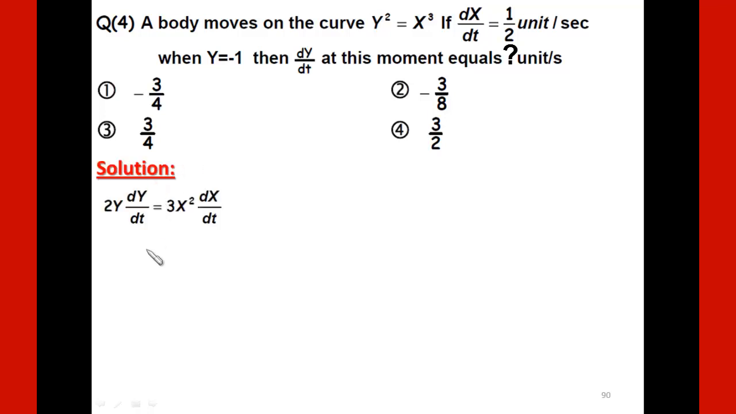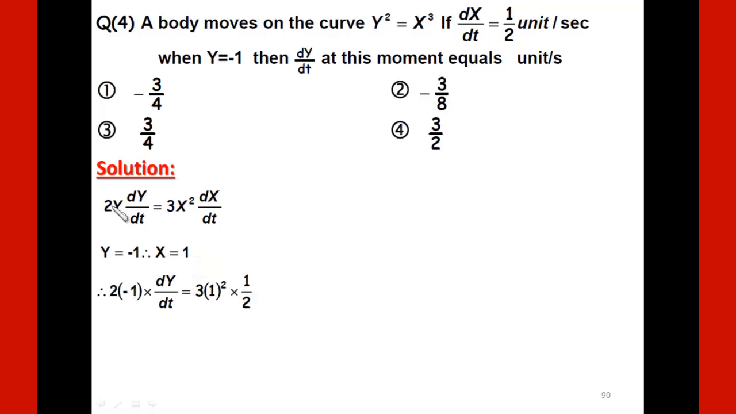Solution, we make the first derivative with respect to t. The derivative of y squared will be 2y dy/dt, and we write it. The derivative of x power 3 with respect to t will be 3x squared dx/dt, and we write it. Now we substitute y equals negative 1 and x equals 1.